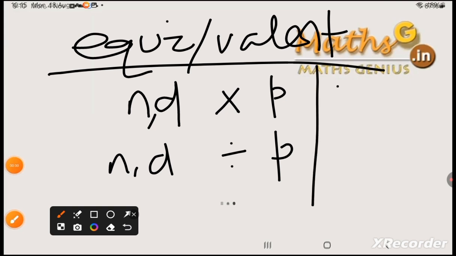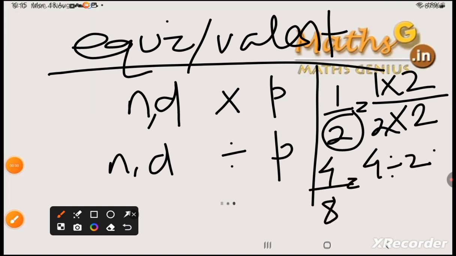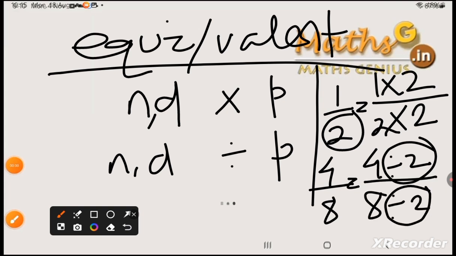If you are multiplying the numerator 1 with 2, then you should multiply the denominator, the same 2, to get an equivalent fraction. Similarly, if you are dividing the numerator by a number 2, then you must divide the denominator by the same number 2 to get an equivalent fraction.